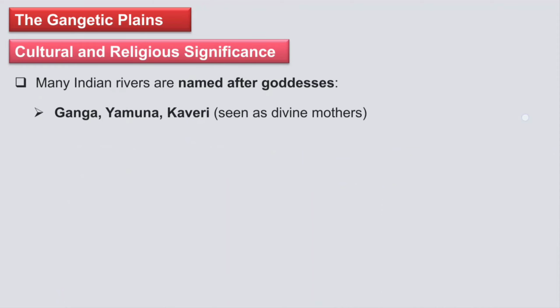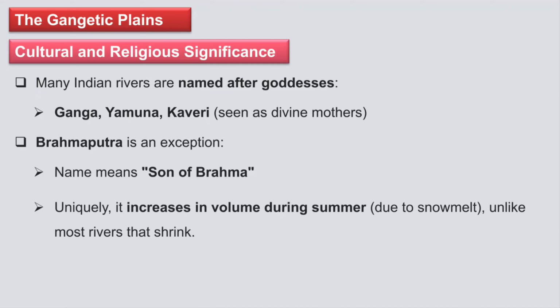And what about the Brahmaputra? It is an exception. Why? Because Brahmaputra means son of Brahma, isn't it? So the name means son of Brahma. So uniquely, it increases its volume during summer.